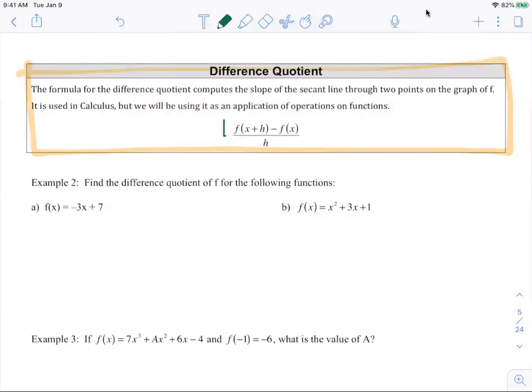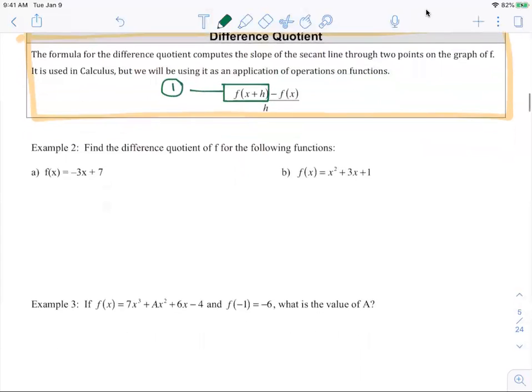So the very first thing you're going to do, if we do this formula in parts, is find f of x plus h. That's the first thing. So if we look at part A, the first thing I'm going to do is find f of x plus h, which means I'm going to go ahead and replace x with x plus h. So there's x plus h. Again, I replaced it for x. And that's going to get me -3x minus 3h plus 7.